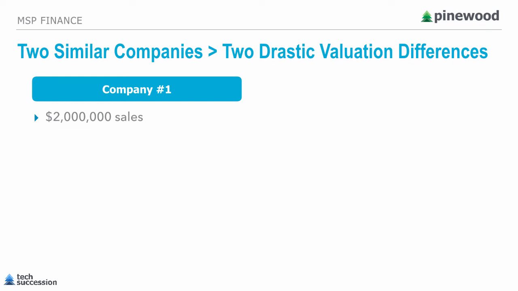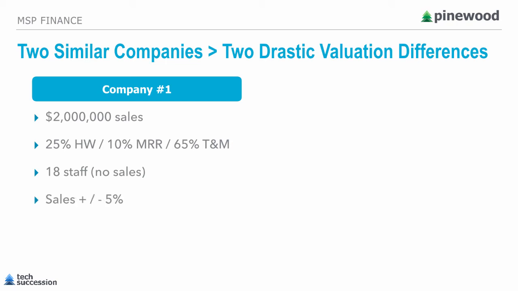Company 1 is a $2 million revenue, about 25% in hardware, 10% monthly recurring revenue on loose contracts, and the rest is time and materials, hourly billable rates. They have 18 staff and really no sales staff in the building. Most of this business has been generated through referrals over time, and they've been growing very slowly at about plus or minus 5% over the last few years.